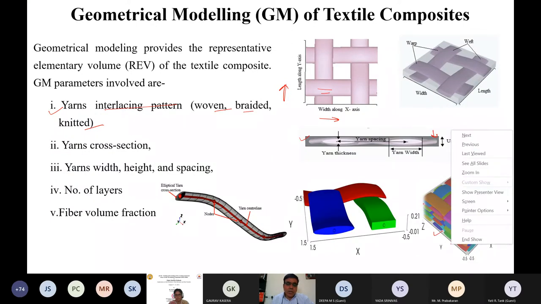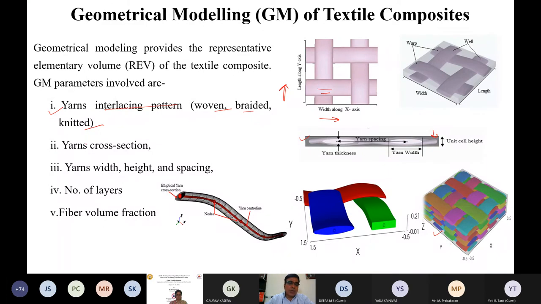Okay, now please do understand, we are interested to model not only this kind of laminate, but before that we have to move into the yarn level lamination. And as I told, we will have to give these inputs: what are the yarn interlacing pattern, yarn cross-section, how the cross-sectioning is happening, yarn width, or height, or spacing, or number of layers, or the volume fraction ratio, because how much is the volume of fiber with respect to the matrix. So fiber volume fraction, those things are to be identified. All right. So these terms will be essential when you are trying to model this textile composite material.